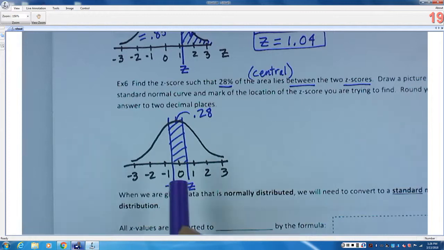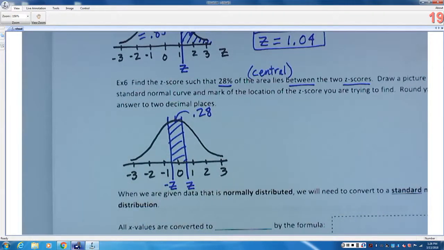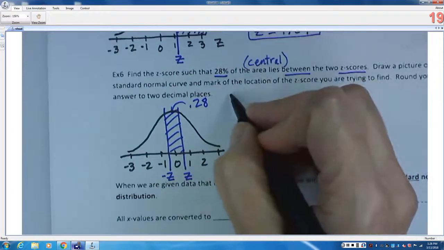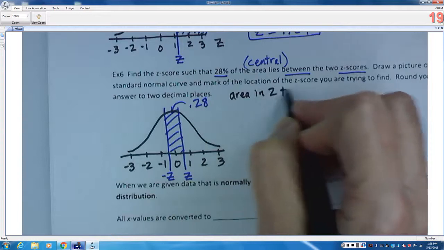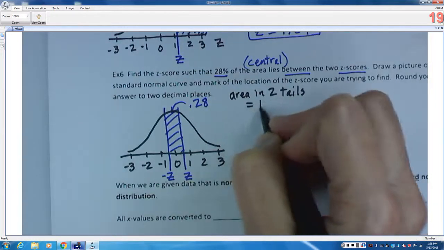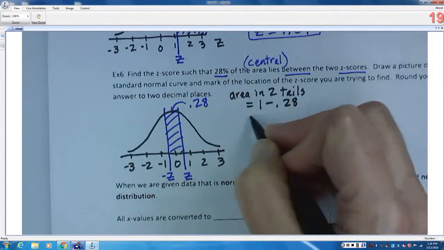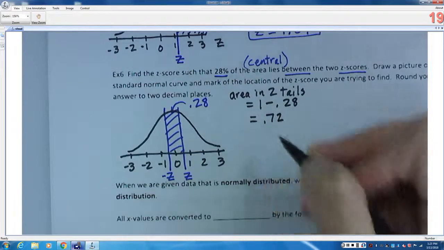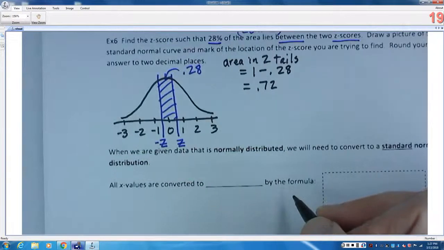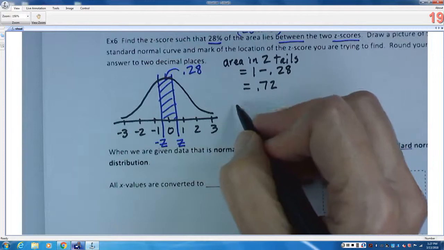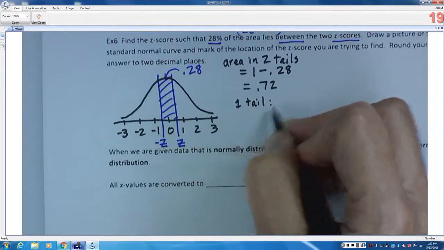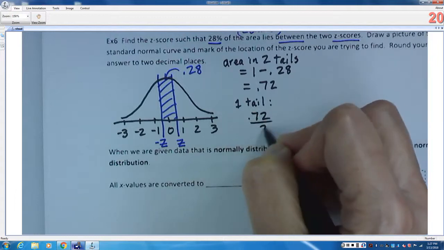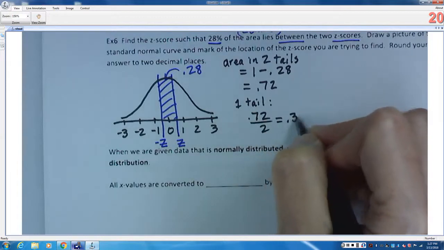So you have to find the area to the left of the negative z. So again, you find the area in the two tails, which is 1 minus 0.28, or 0.72. Subtract that on your calculator if you need to. And then the area in one tail is 0.72 divided by 2, 0.36.